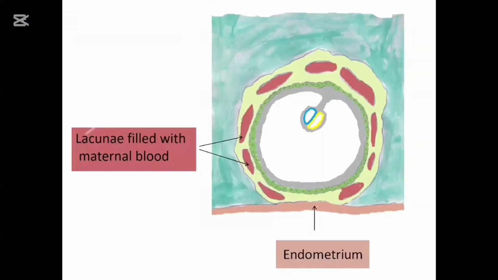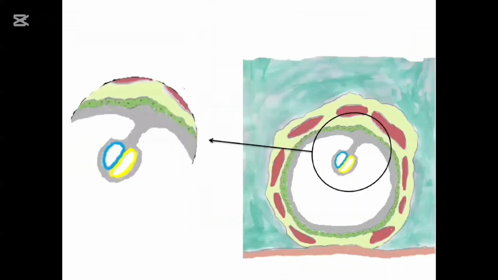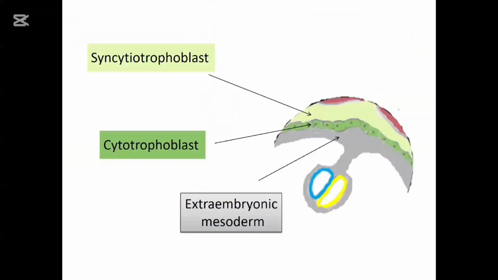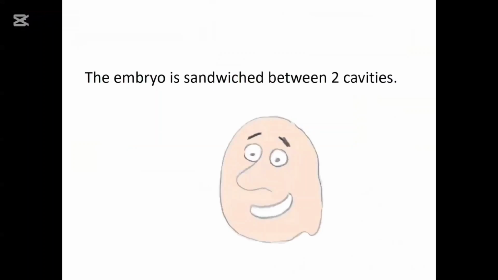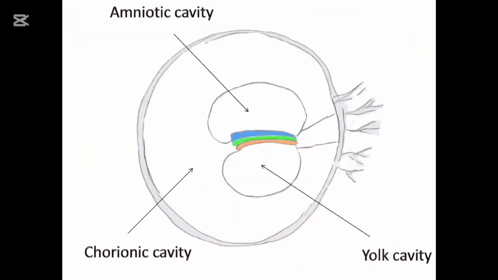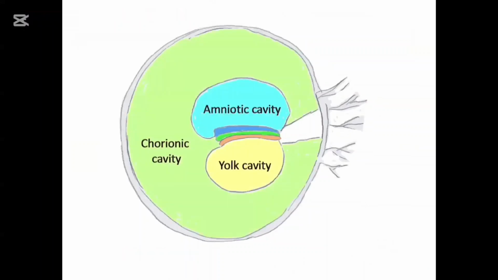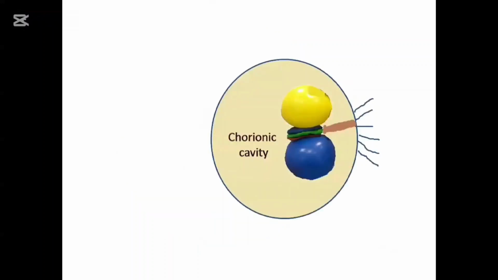And the lacunae filled with maternal blood increase. I'll take this out for more details. This is syncytial trophoblast, cytotrophoblast, and extraembryonic mesoderm. Here are the amniotic cavity and secondary yolk sac, and all are surrounded by the chorionic cavity. Gastrulation: the embryo is sandwiched between two cavities, the amniotic cavity and the yolk cavity, or secondary yolk cavity. And it's all surrounded by the chorionic cavity. Beautiful.